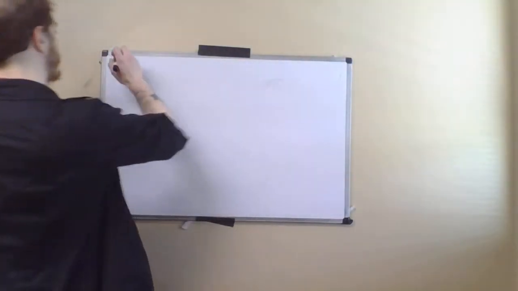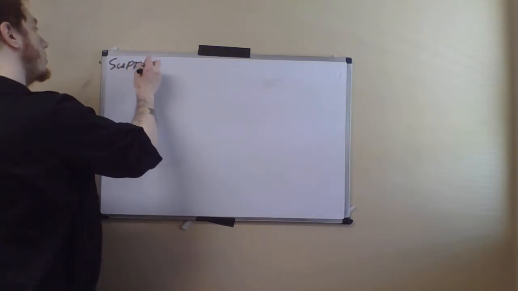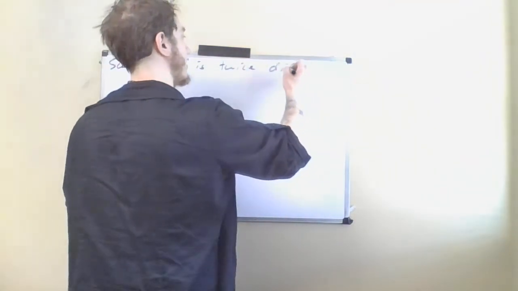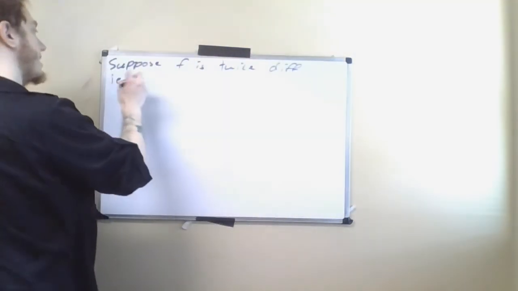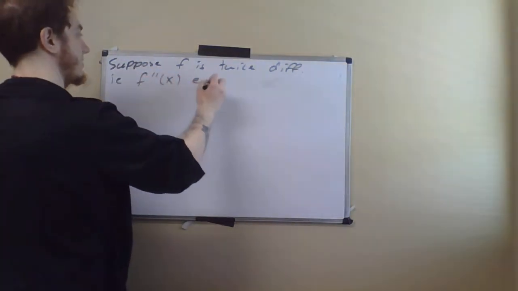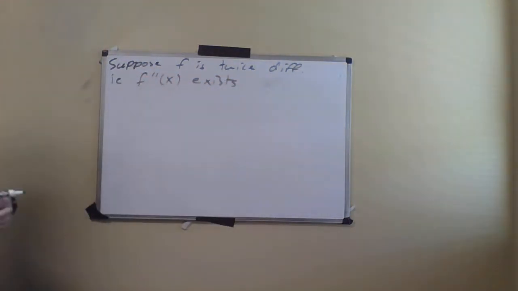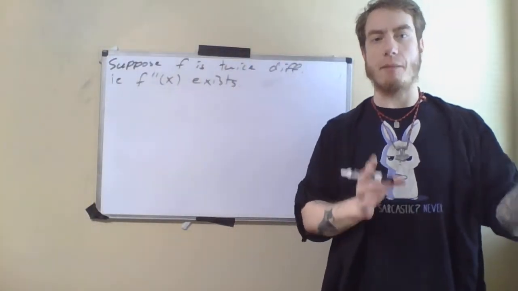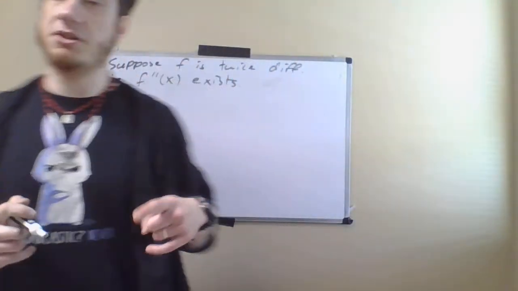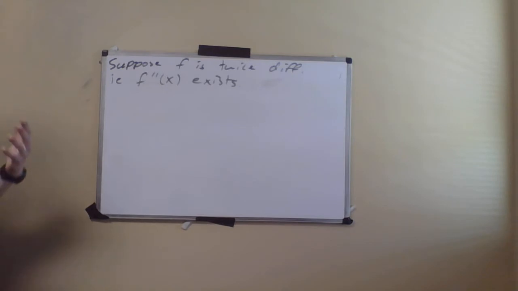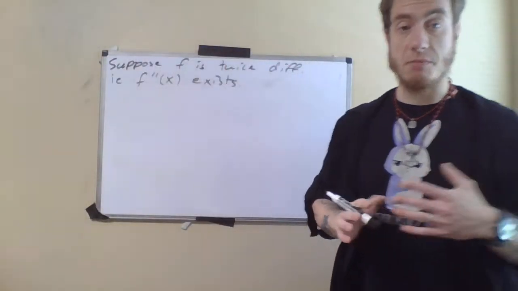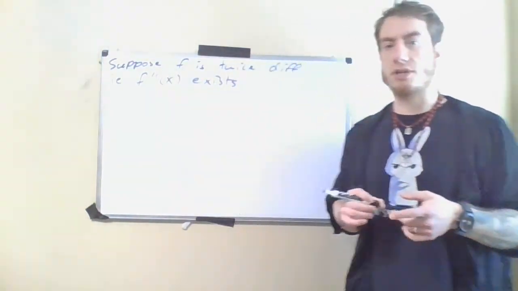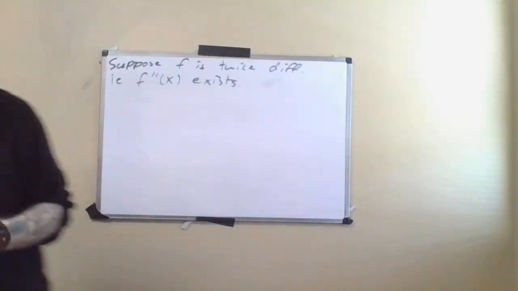So here's what we can say. Suppose f is twice differentiable, i.e. f double prime of x exists. So if two derivatives exist, we call the function twice differentiable at that point. And if two derivatives exist on a whole interval, then we call it twice differentiable on that interval. Now, obviously, functions can be twice differentiable on part of the domain and not all of their domain, but we're going to focus on the portion of the domain where it is twice differentiable.